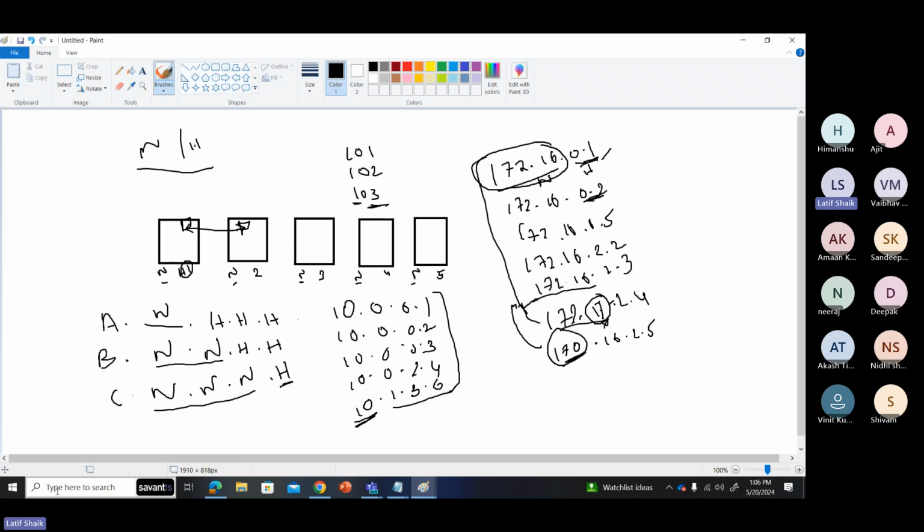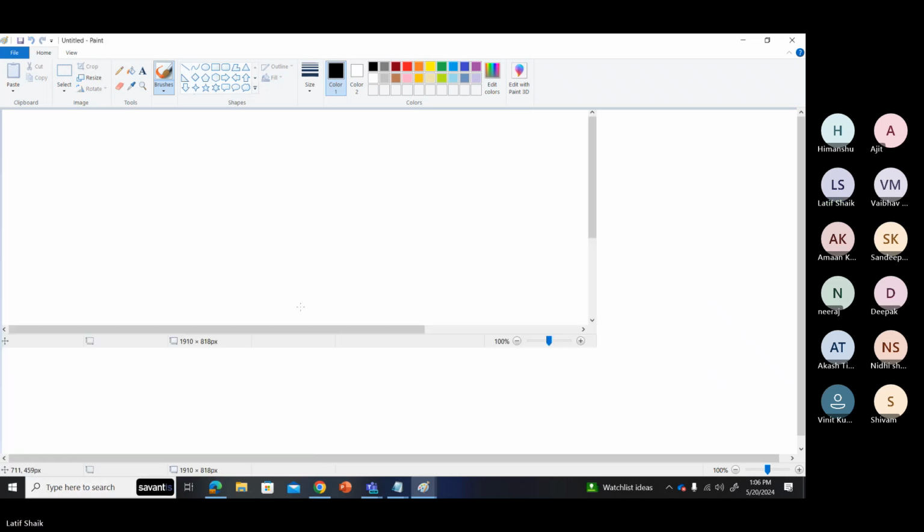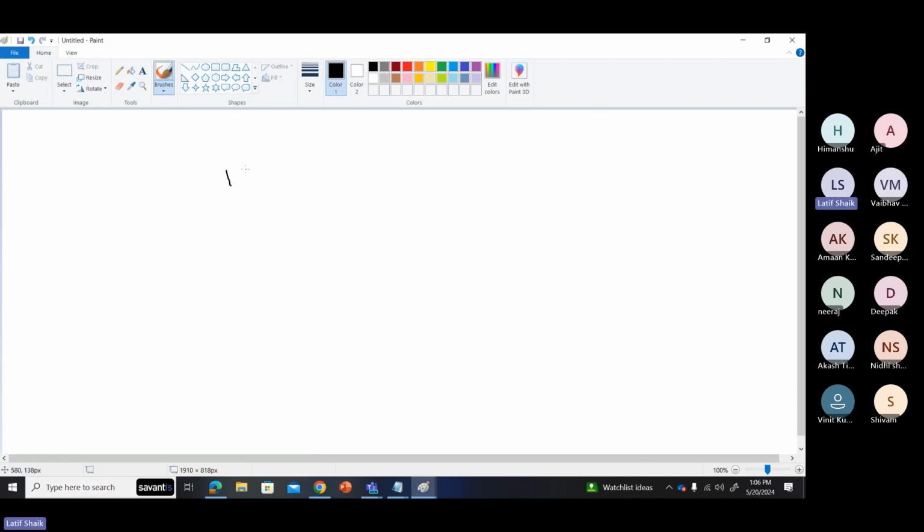Let me cancel this and open another one. I have 1 0 1 1, and below it the second one is 1 1 0 1. So I calculate the AND operation: 1 and 1 gives 1, 0 and 1 gives 0, 1 and 0 gives 0, and 1 and 1 gives 1. It always happens like this.